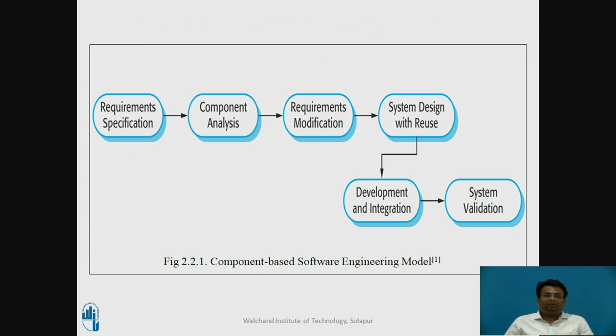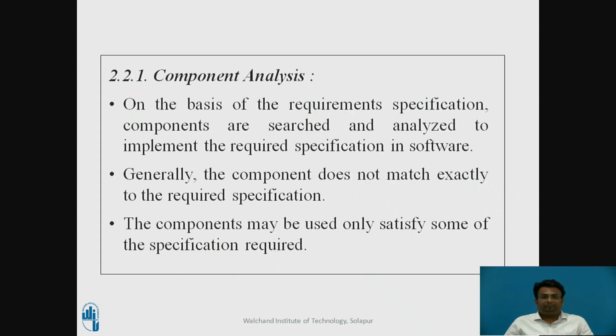This is the block diagram of the component-based software engineering model. It starts with the requirement specification, then the next stage is the component analysis, then the requirements modification on the basis of component analysis, then the system design with the reused component, then the development and integration of those components, and then the system is validated for practical use.